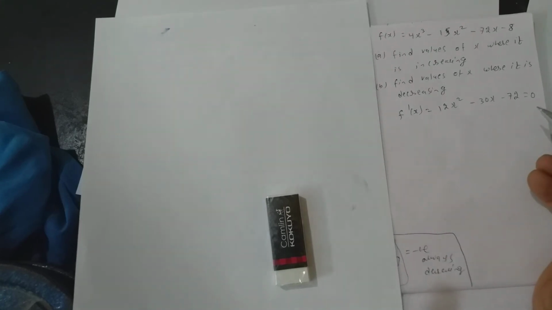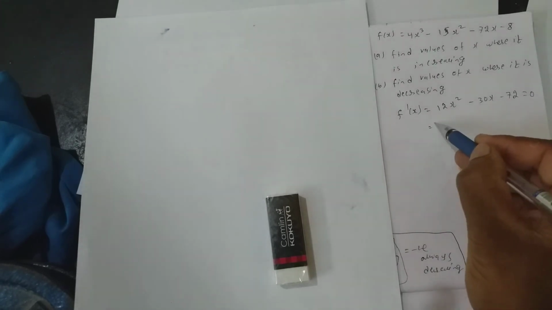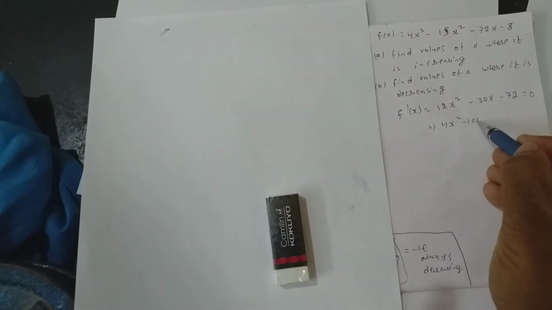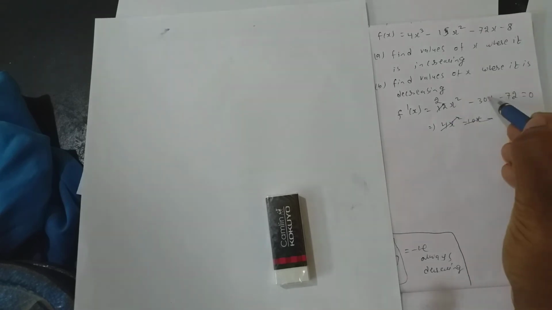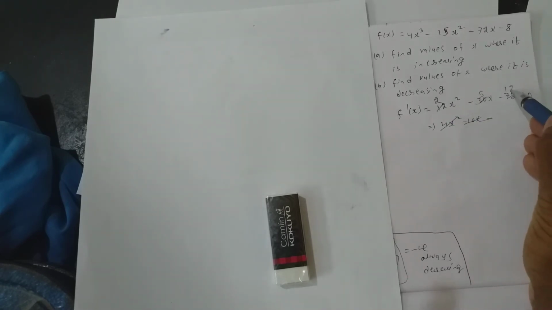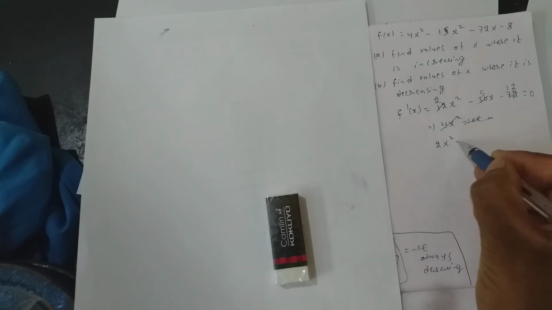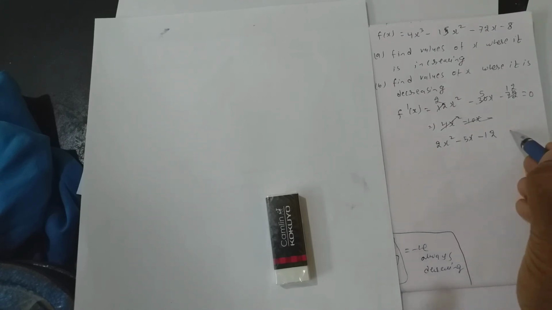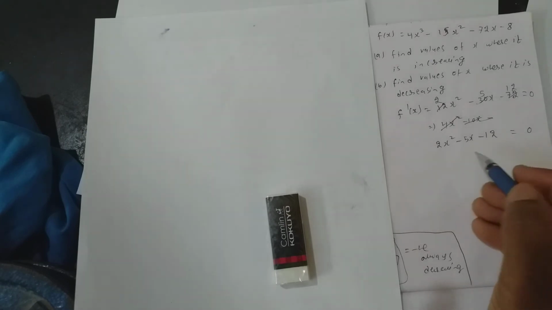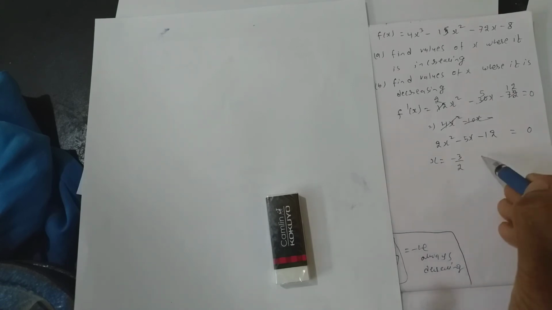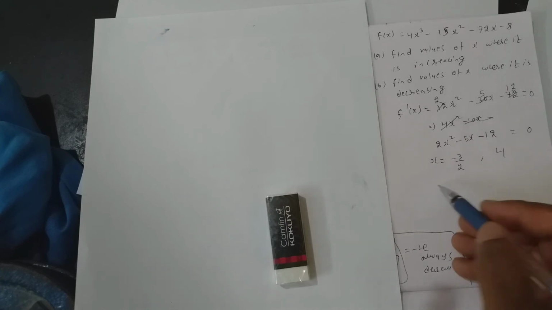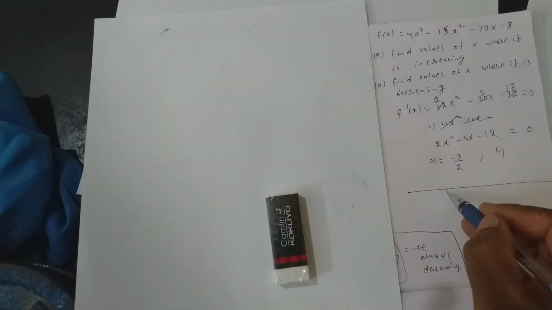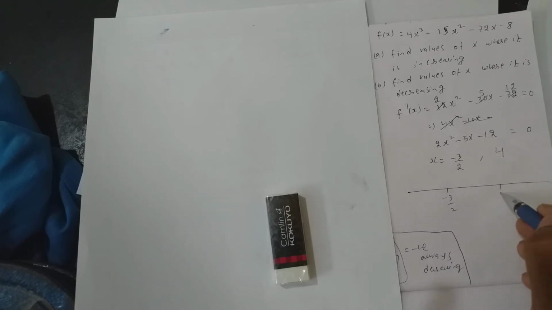Equate it to 0. It all goes in the 3 table. So it becomes 4x square minus 10x minus, or else directly the 6 table: 6 2s, 6 5s, 6 1s, 6 2s. So it becomes 2x square minus 5x minus 12 equal to 0. If I simplify this, I get the values of x to be minus 3 by 2 and the other value I got to be 4. After factorizing I got two values, so put both of them on the number line, minus 3 by 2 and 4 here.